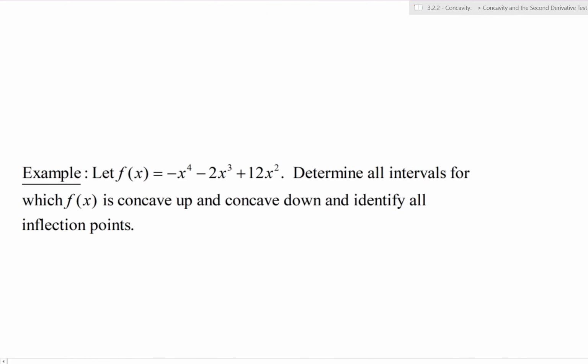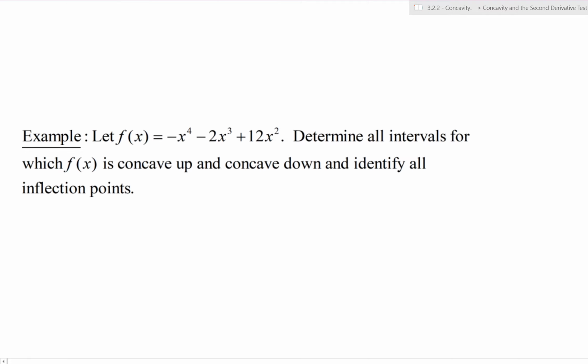Let's look at an example depicting this exact idea. Here is a polynomial function, f of x, which is negative x to the fourth minus 2x cubed plus 12x squared. Our goal is to figure out all the intervals for which the function is concave up, and also the function is concave down, and then also identify any inflection points if there happen to be any.